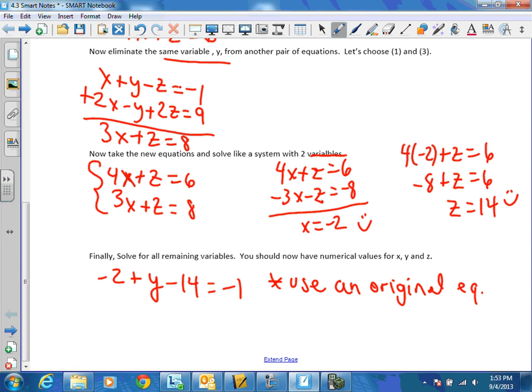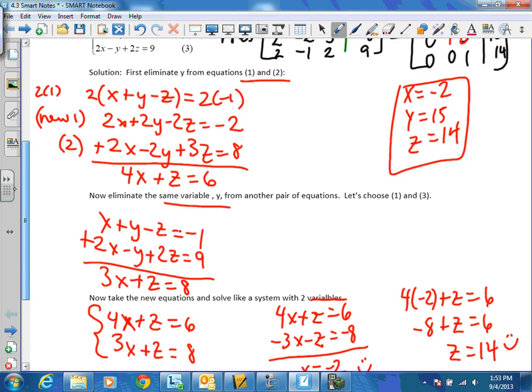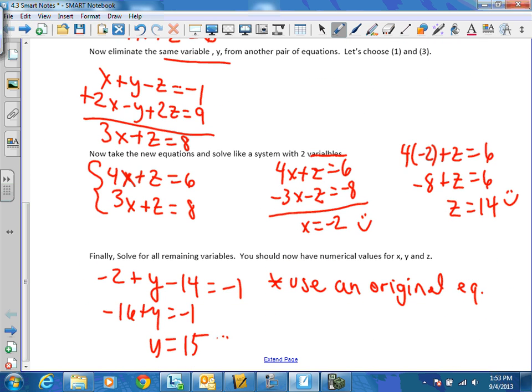And what did you get for y? Let's see, this would be -16 plus y equals -1. Y is 15. Is that a happy face too? That is a happy face. So our final answer now, we're going to put x, y, z, and x is -2, y is 15, z is 14.